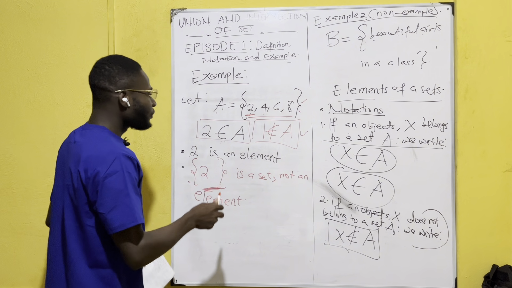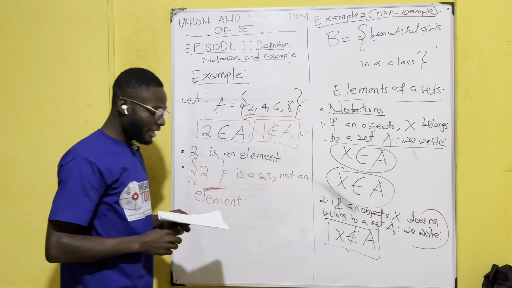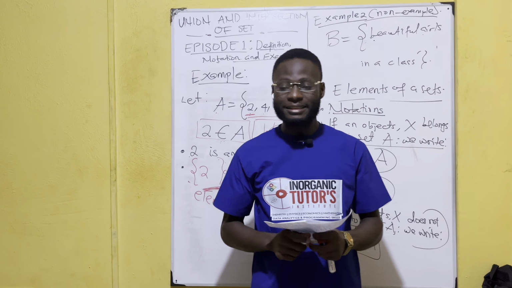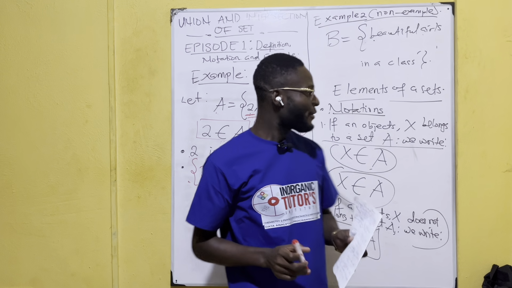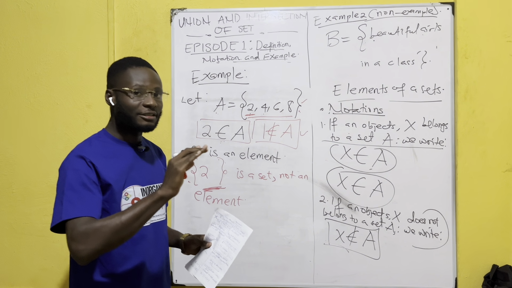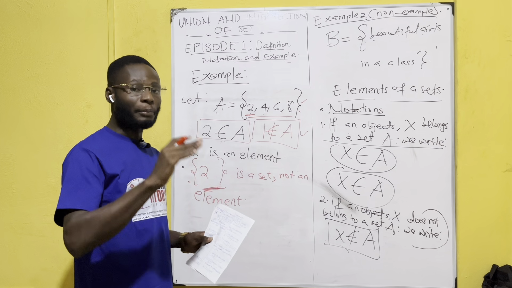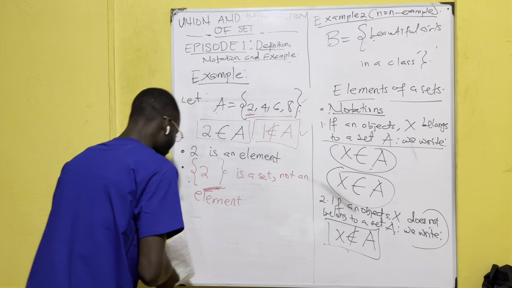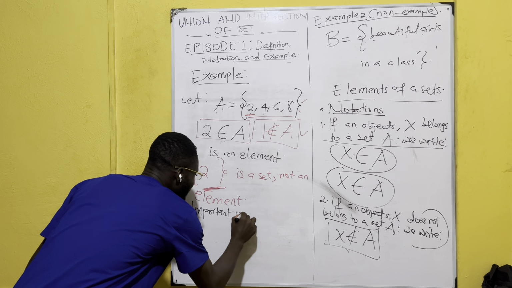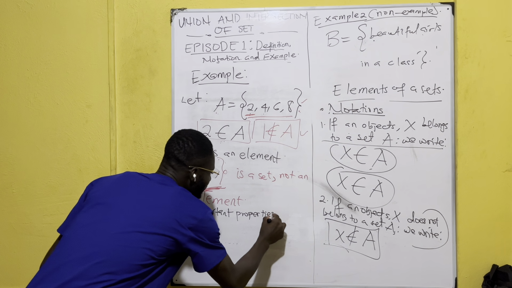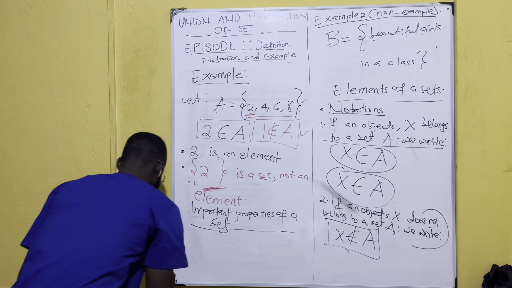Great. Now, once you have understood this basic concept, then let's proceed with some other important properties of a set. Of course, we have so many properties, but we're going to look at some important ones. So, important properties of a set.